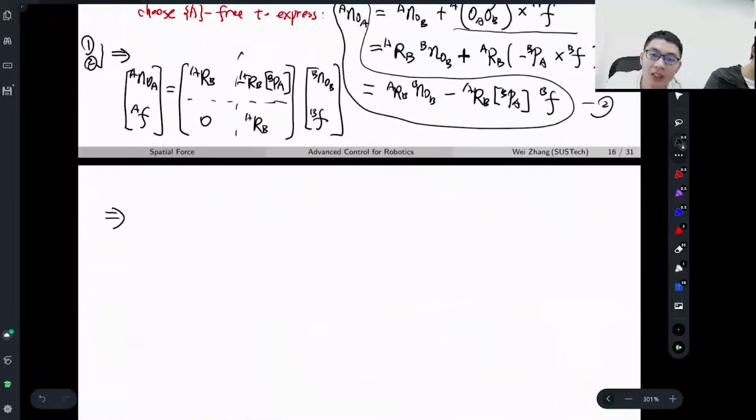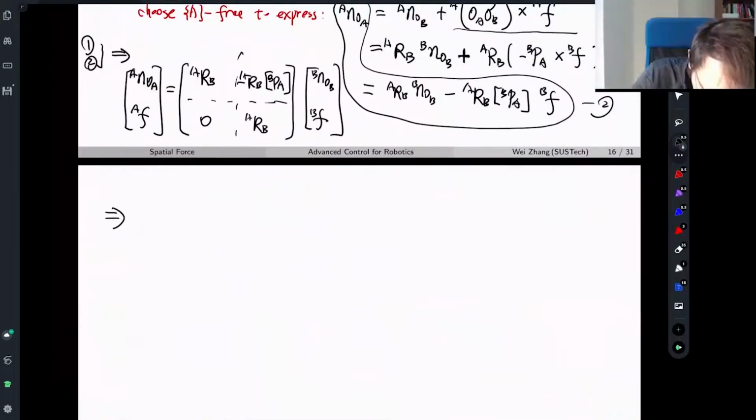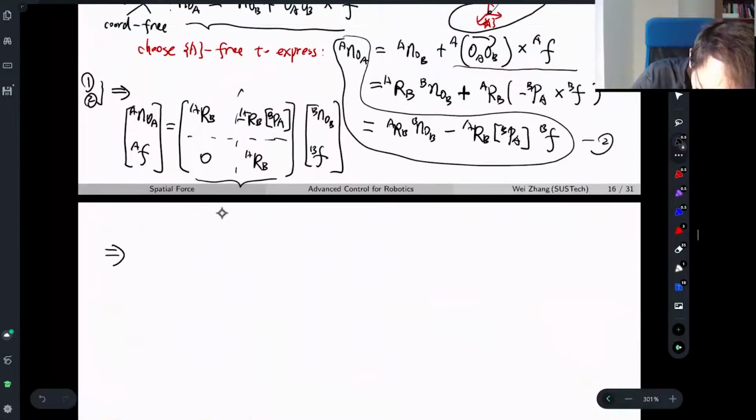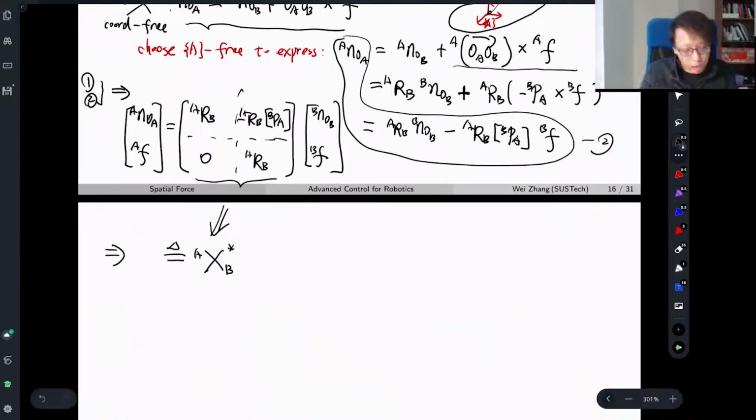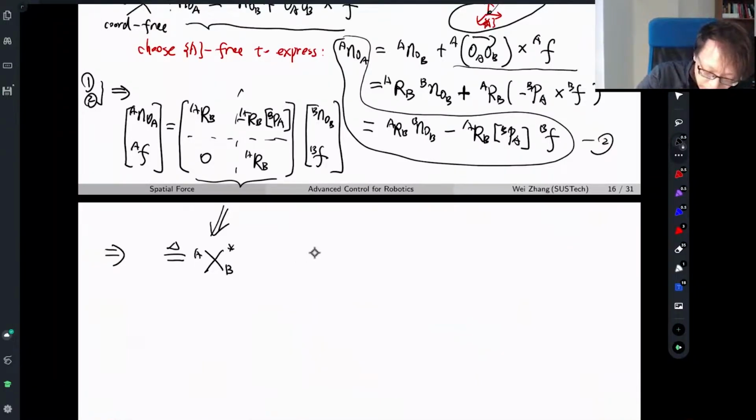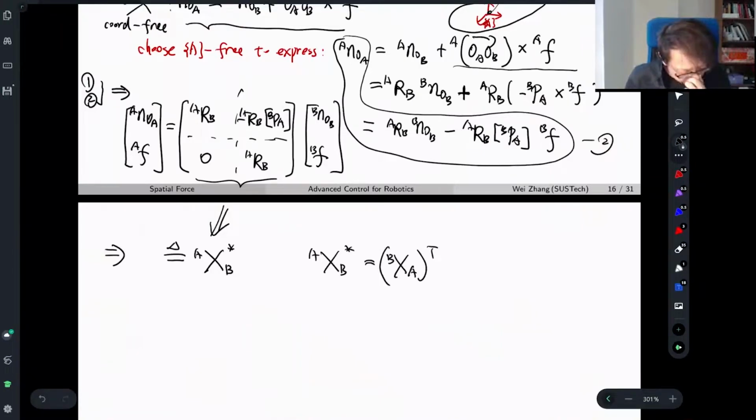Okay, overall, this guy, I will denote as X, change of coordinate B to A. But it's different from our twist change of coordinate. I'll call it star. And you can easily check X_BA star equals X_AB transpose.